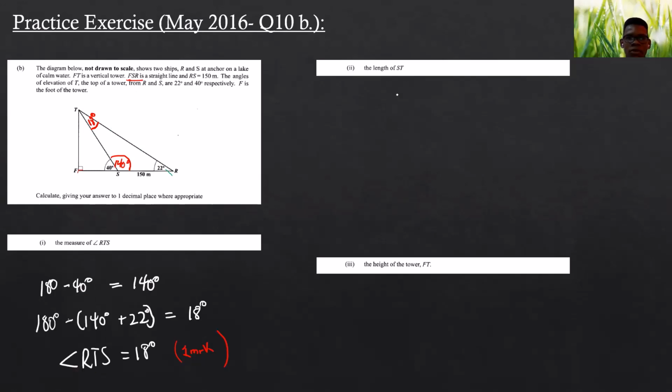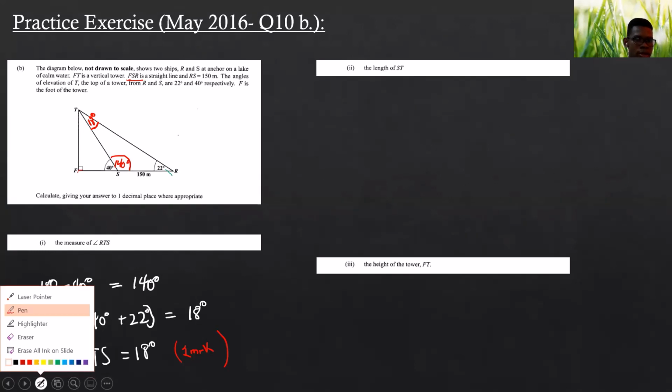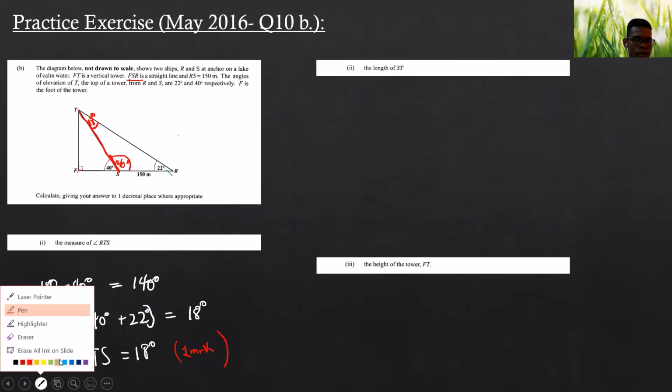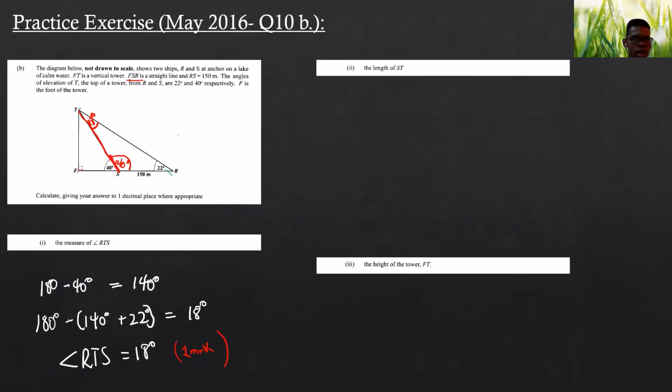We can move on to the second part of the question. It says calculate the length of ST. So we're calculating the length of this line here. Most of the information we know is for this triangle here. So what you can do is extract the triangle so you can see it better. I'm extracting the triangle from the problem and writing it back here, a bit bigger so you can see. So we can put in those angles.